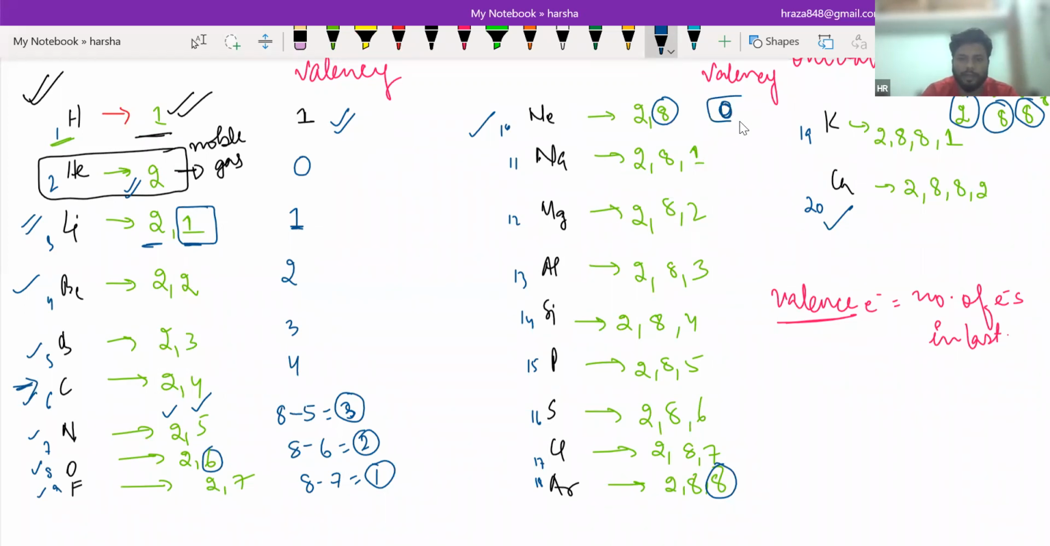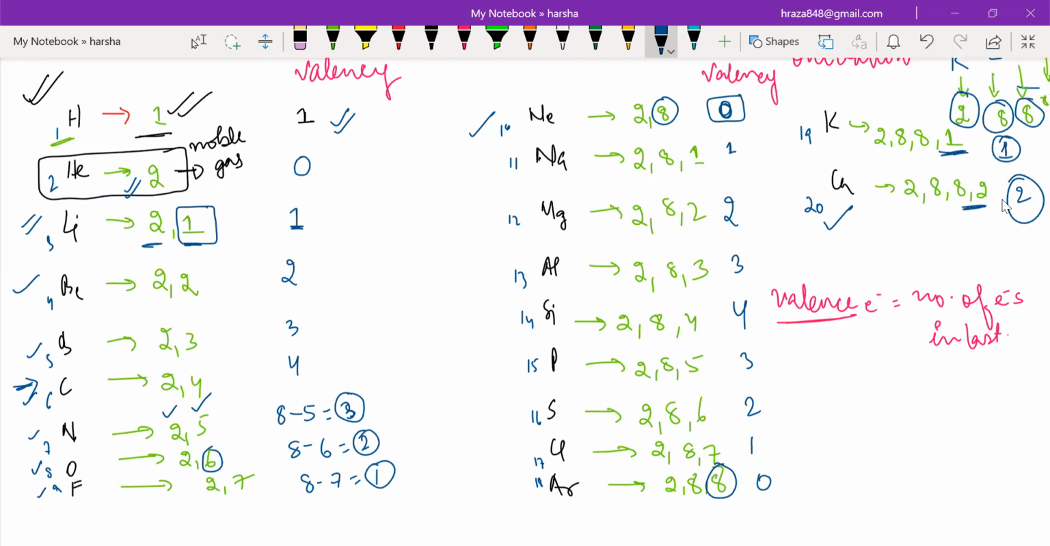Abdullah, if you have any doubt in this, please ask me. Sir, no doubt. Okay, sodium 1, magnesium 2, aluminum 3, silicon 4. This is 3, this is 2, this is 1: 8 minus 5 is 3, 8 minus 6 is 2, 8 minus 7 is 1. And this is 0. Potassium will have valency 1, and calcium will have valency 2. Everyone done? Understood? Yes, sir.